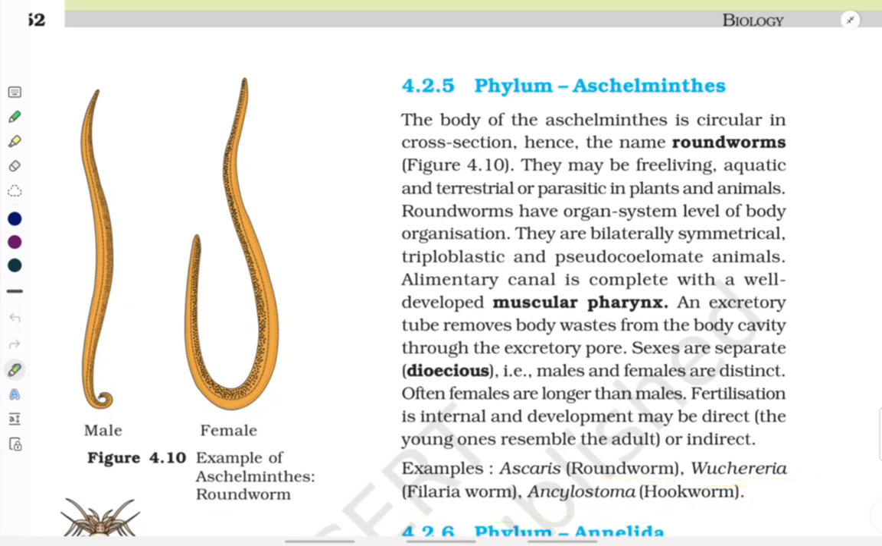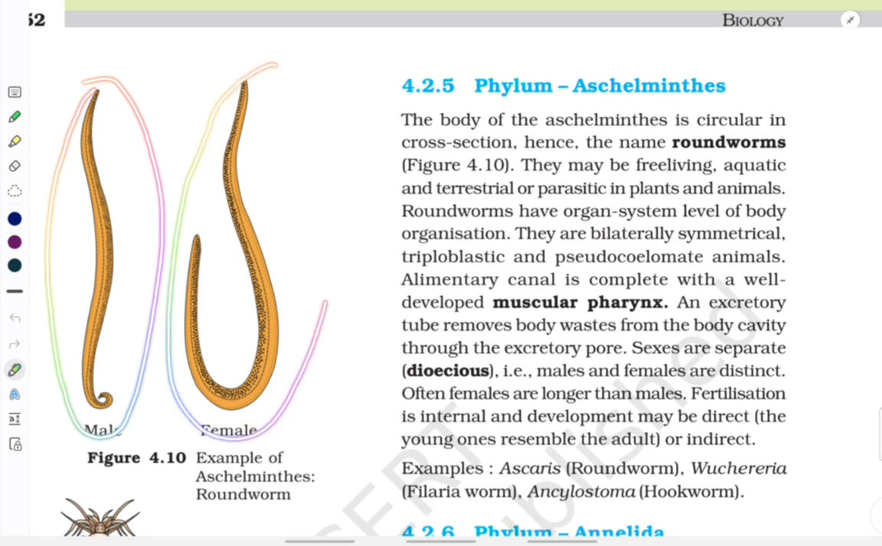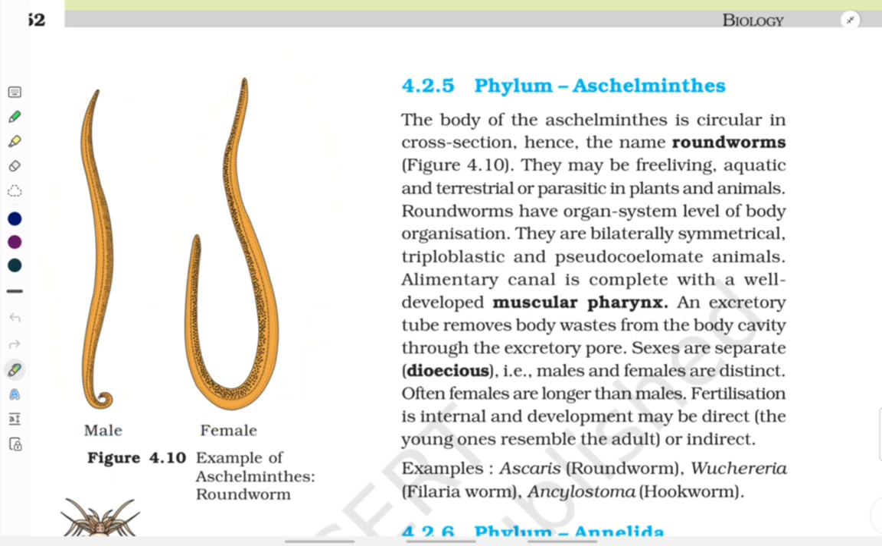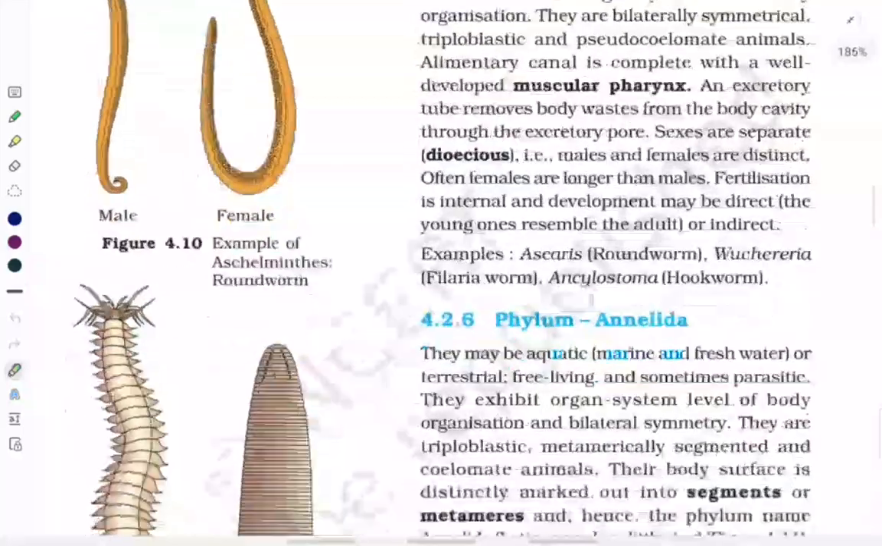Okay, so as you can see, the males are shorter, whereas the females are longer in size. This is Ascaris, which is a roundworm.